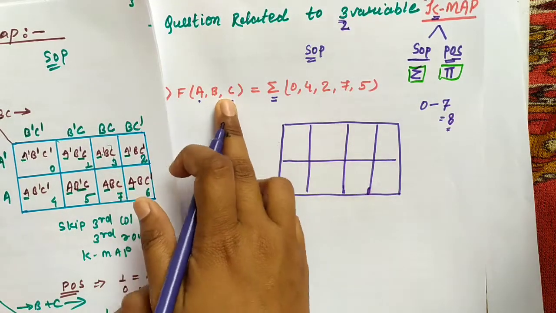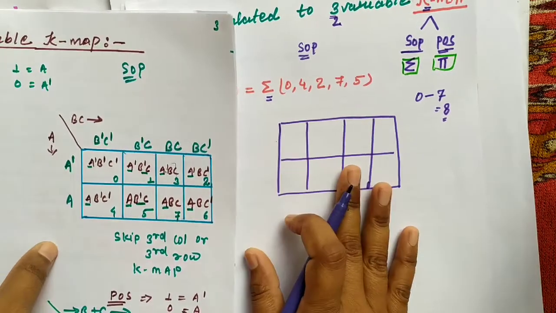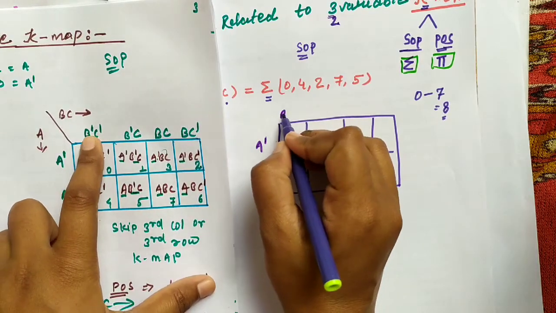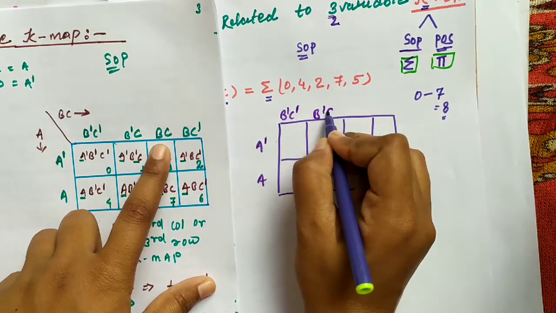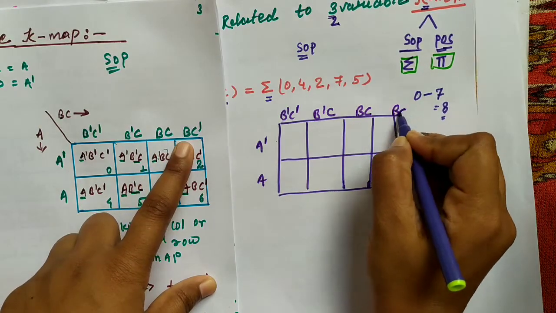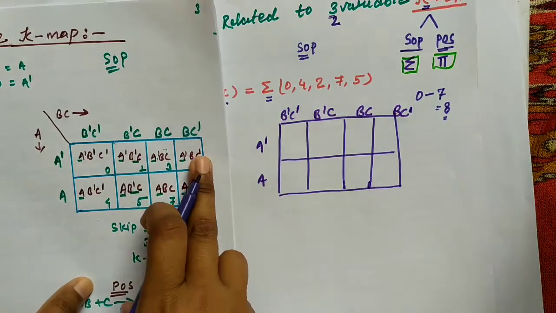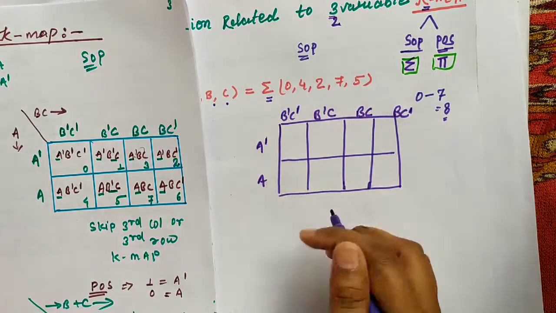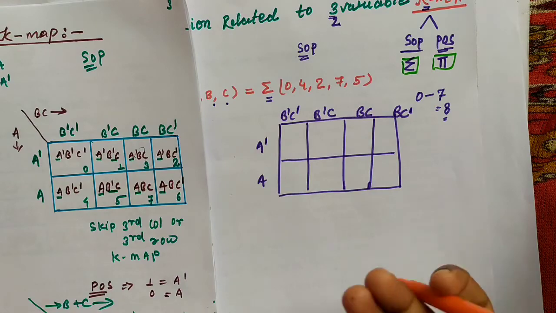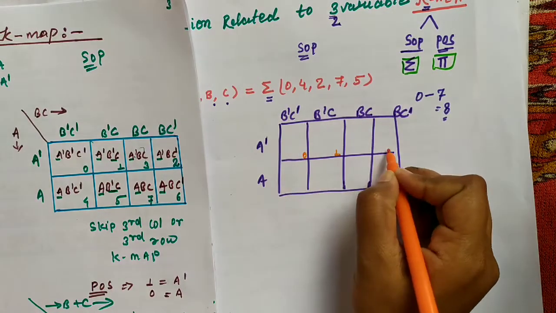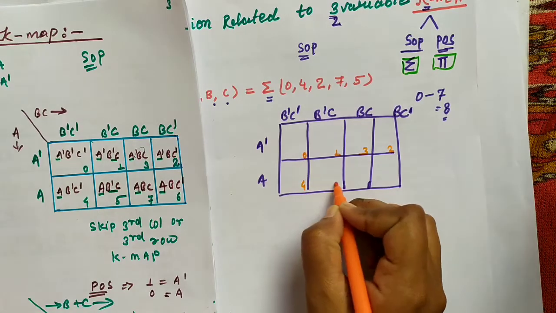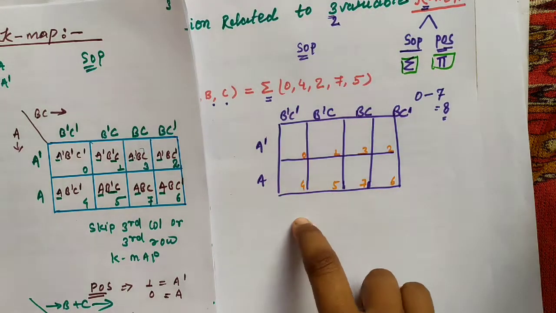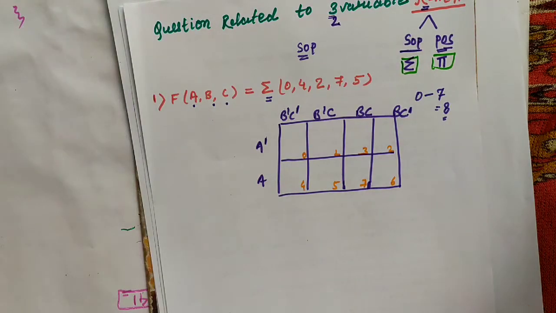The variables are ABC, so we have to write like this: A dash, A, B dash C dash, B dash C, BC and BC dash. In this question we do not need to draw the full design, only write these values. For your information, you can also write 0, 1, 2, 3, 4, 5, 6 and 7. So this is the design of the K-map. Now we can solve this question.